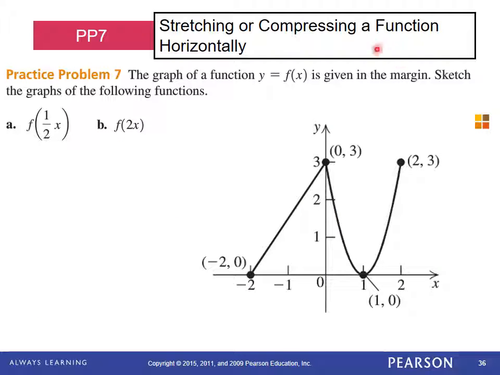Let's try our hand at this problem here. So practice problem number 7. You have this graph right here. Hey, doesn't this look like a piecewise function? Is that right? You got a linear function from -2 to 0. Then you got a parabola from 0 to 2.